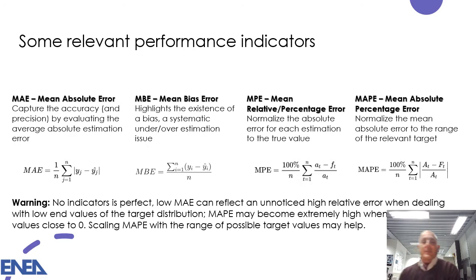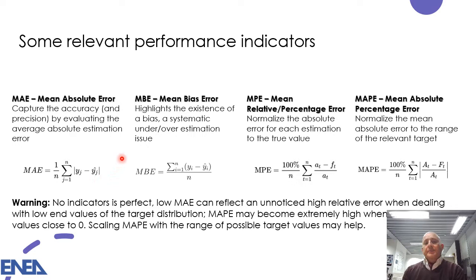One of the most common indicators that is used is the mean absolute error. It captures the accuracy and also precision by evaluating the average absolute estimation error. So you see that it is an averaging process over the absolute difference between the estimation and the true concentration.